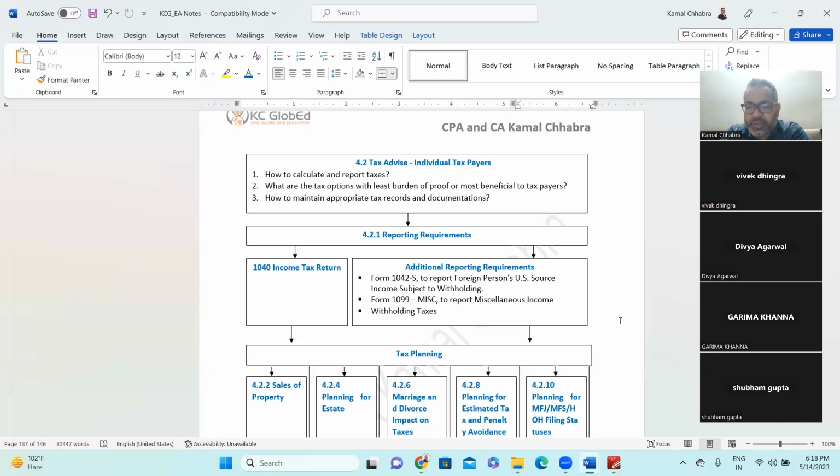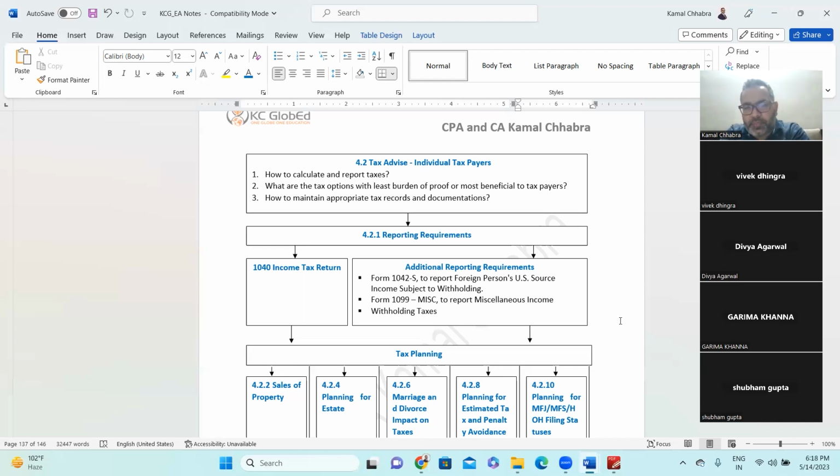First, when you think about advising an individual on taxes, three things should be the principle in your mind. First is how to calculate and report the taxes. Second is what will be the most beneficial position for the taxpayer, in which the burden of proof will be minimal. And third is appropriate tax records and documentation.